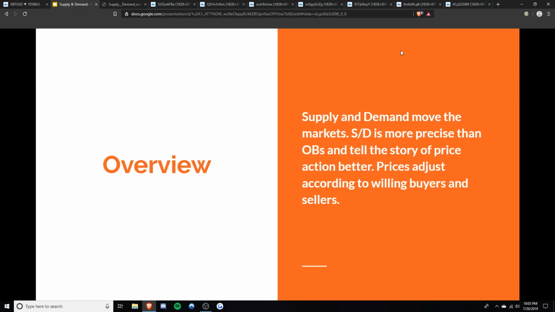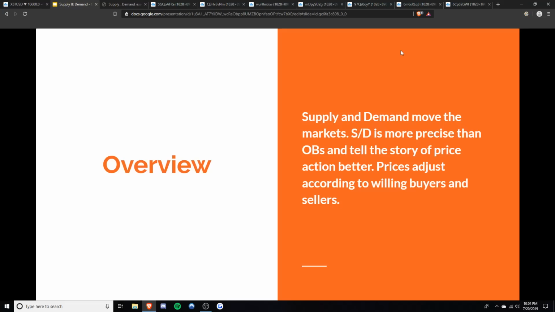So just a quick general overview. Supply and demand is pretty much the only thing that moves the markets. It really is how everything moves. I mean, price does adjust to willing buyers and sellers, and on a price chart, you can pretty much figure out where all the unfilled orders are. You can get a pretty good idea, and that's where we look to trade from, areas of price where we think there are unfilled orders left.